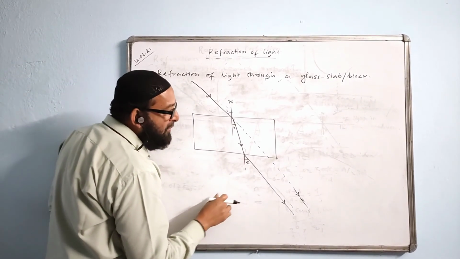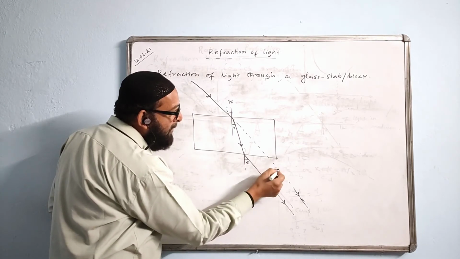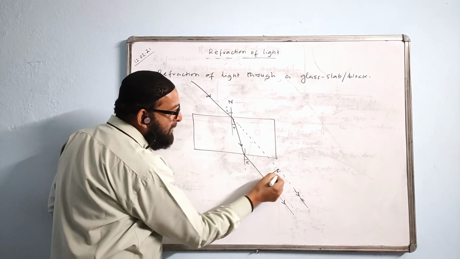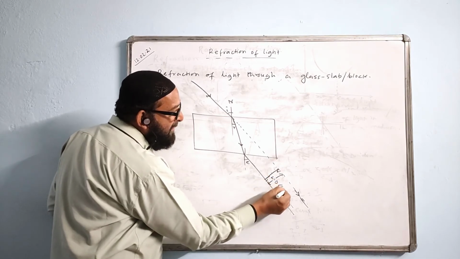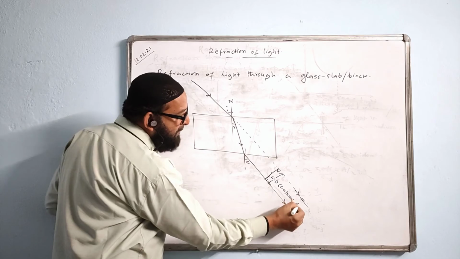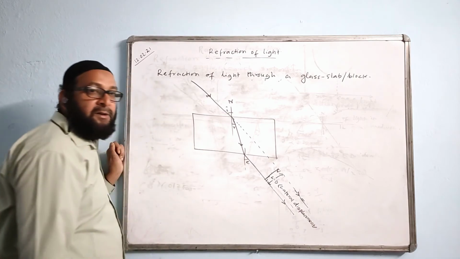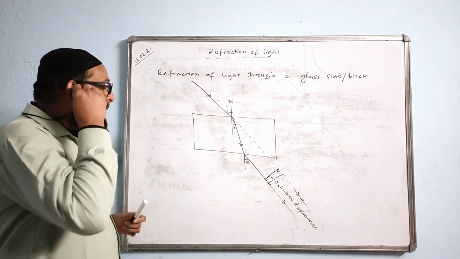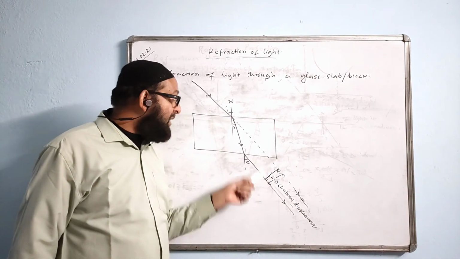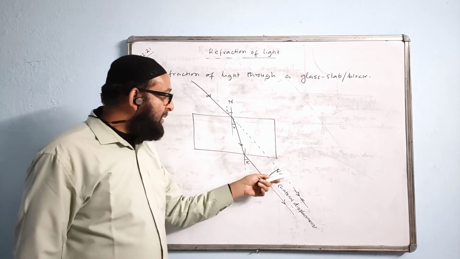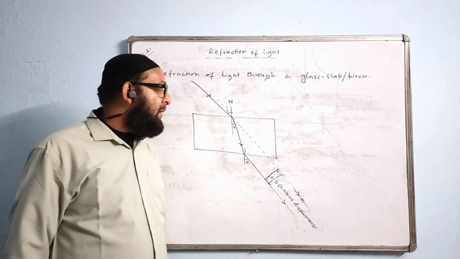Here we show one more thing, that is called lateral displacement. This distance, the shortest, perpendicular distance between them, is called lateral displacement. We can write in short LD. LD is lateral displacement, or lateral shift we call it. What is the definition of lateral displacement or lateral shift? The shortest distance between the incident ray and the emergent ray. The shortest distance, that is perpendicular distance, is called lateral displacement.